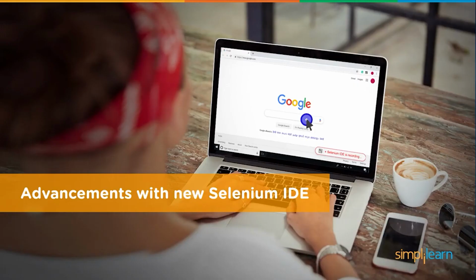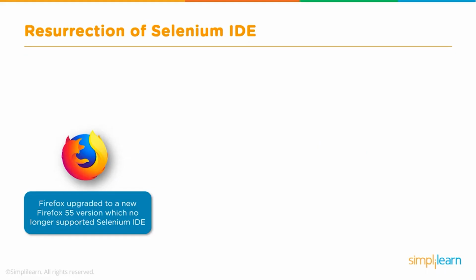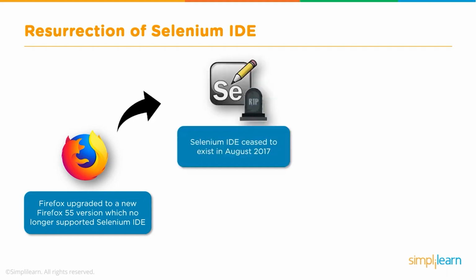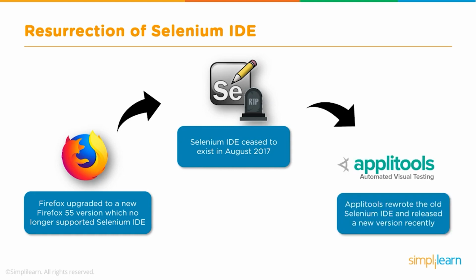Advancements with the new Selenium IDE. Back in 2017, Selenium IDE development was completely stopped. The last supported Firefox version where this IDE was available as a plugin was Firefox 54. And from 55 onwards, the integration point was removed or completely broken. However, recently, Applitools helped revamp much of the Selenium IDE code. They basically rewrote the whole IDE code and have now released a new version under the Apache 2.0 license, and it is completely managed by the Selenium community.